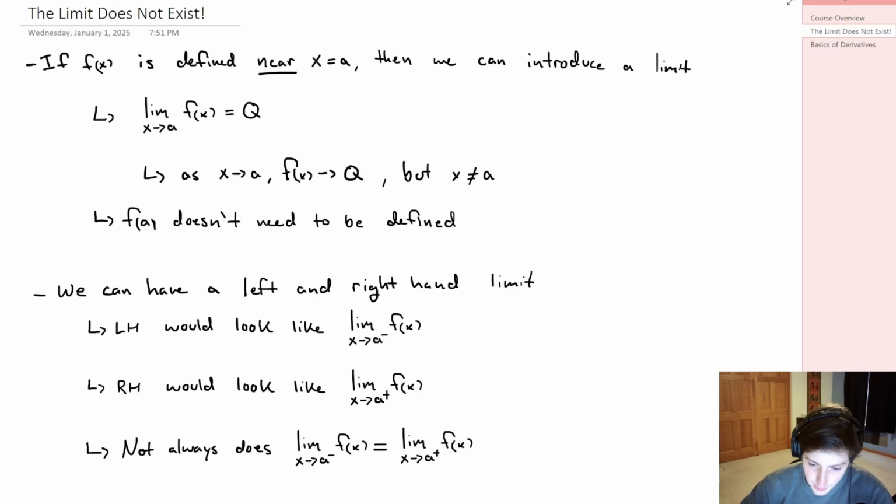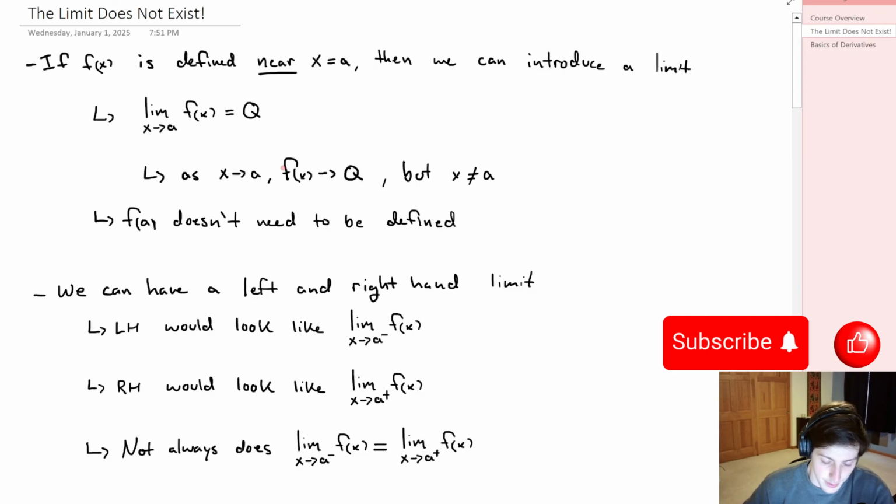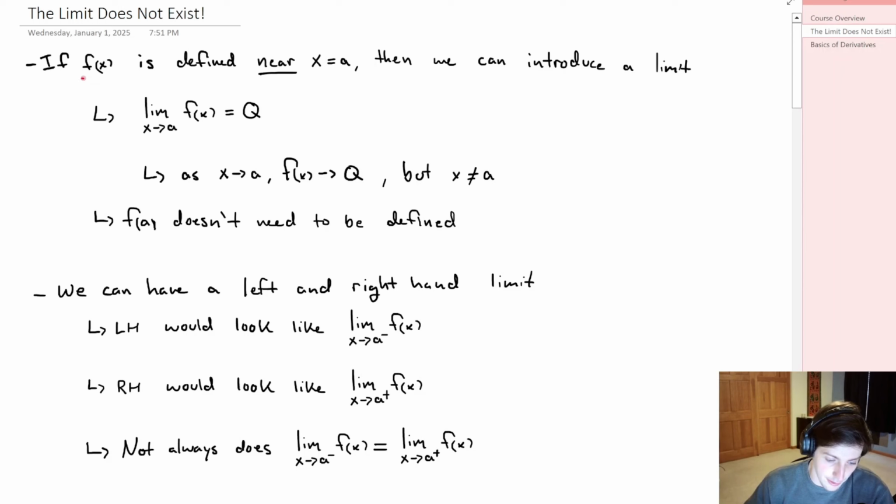Alright, we're picking this up from the last video where we looked at the course overview, so we know that we're going to be talking about limits in this video. And to put some words down on the whiteboard, we say that if some function is defined near the value x being equal to a, then we can really introduce this concept of a limit, where we can have the notation that looks like this.